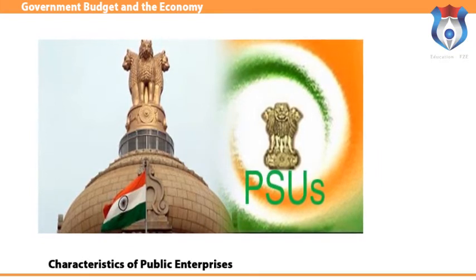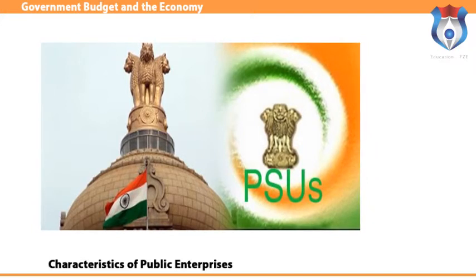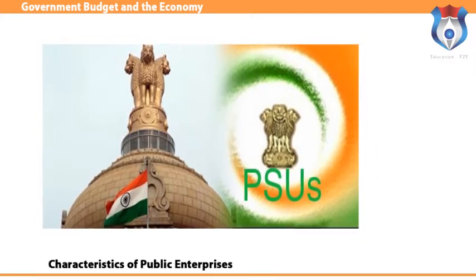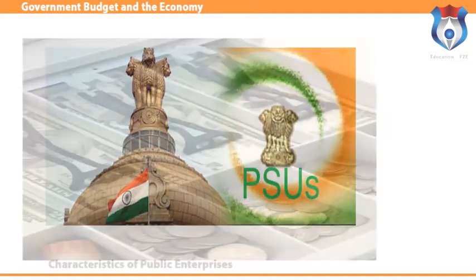Therefore, they are accountable for the results to the elected representatives of the public, that is the Parliament and state legislature. Autonomous bodies. Public enterprises are autonomous or semi-autonomous bodies. In some cases, they work under the control of government departments. In other cases, these enterprises function as companies and statutory corporations.